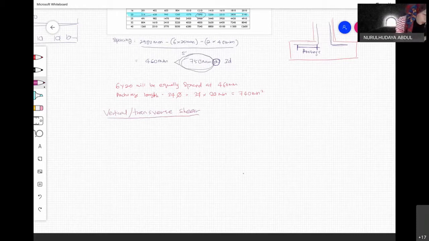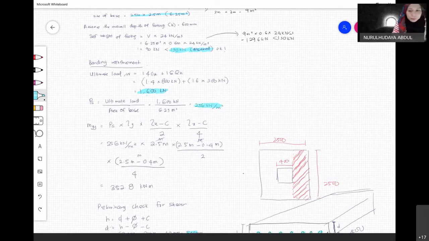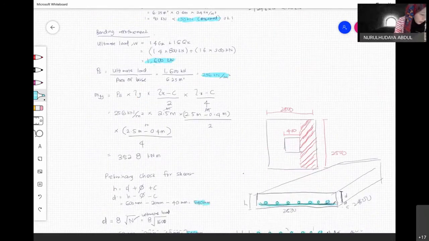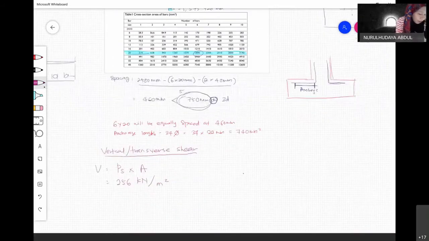We're going to use what is it? The formula V equal to PS multiplied by the area. So PS is the ultimate earth pressure which is 256 kilonewton per meter square as last week. Where is our PS from last week? 256. So 256 kilonewton per meter square. Okay, and then we need to multiply by the area.